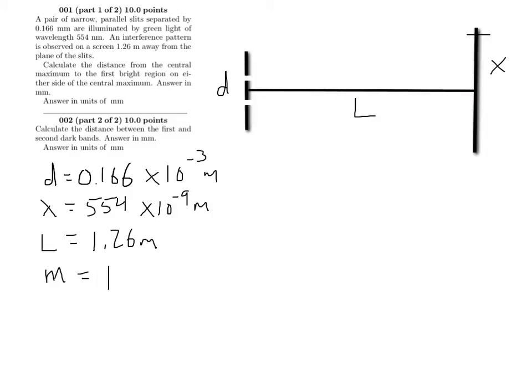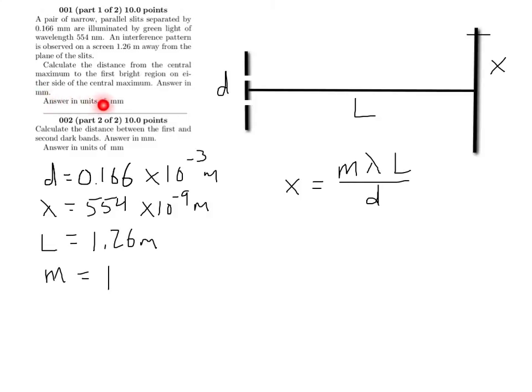So now I've got to do my calculation. The equation I have is that X, that distance I'm looking for, is M, which is how many wavelengths, times the wavelength itself, times how far it is to the screen, divided by the distance between the slits. When I plug these numbers into X equals M lambda L over D, I'm going to get an answer that's in meters.